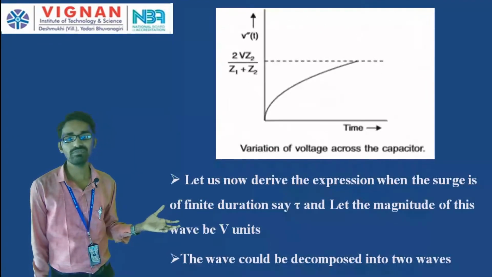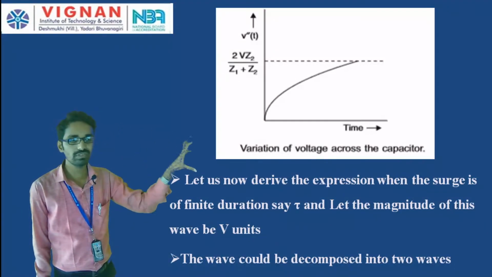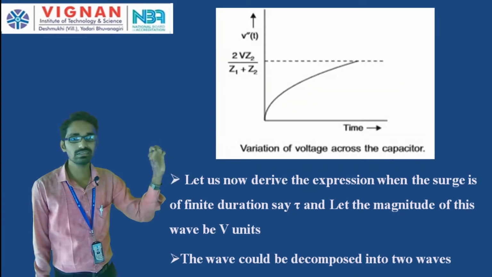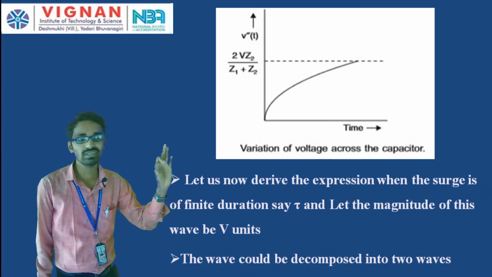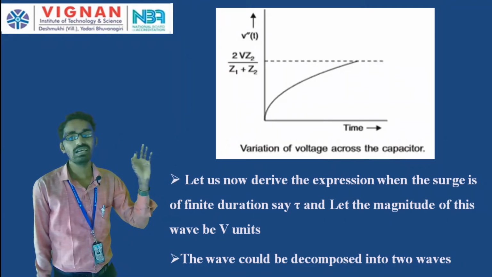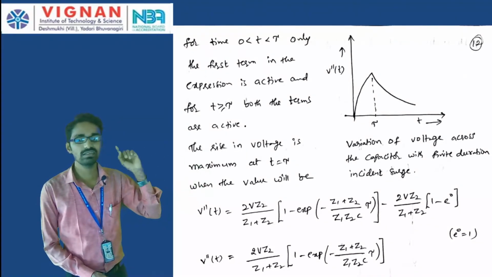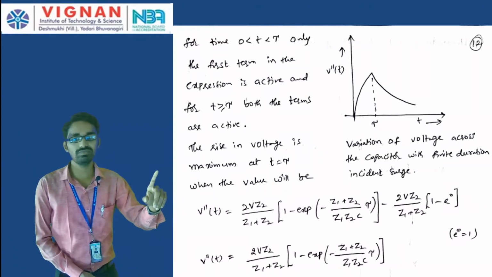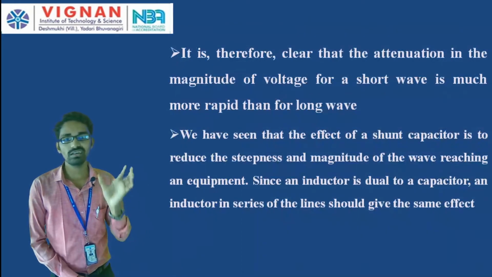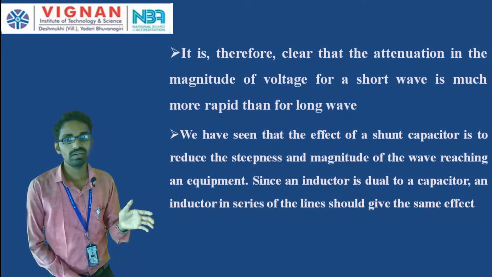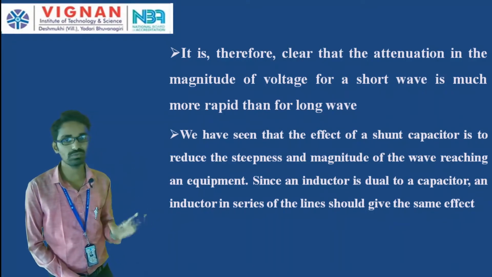If I use infinite length, it has the increasing exponential only. So here if you see, for the infinite length, it is increasing exponential only. It is a long length, the duration of the length is very high. But if I consider finite length, the decrease or attenuation of the voltage wave is very rapid. I can say that the shorter length of the wave has the most rapid decaying or most rapid attenuation in the magnitude of the voltage.